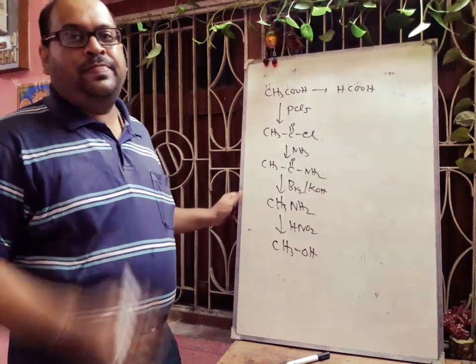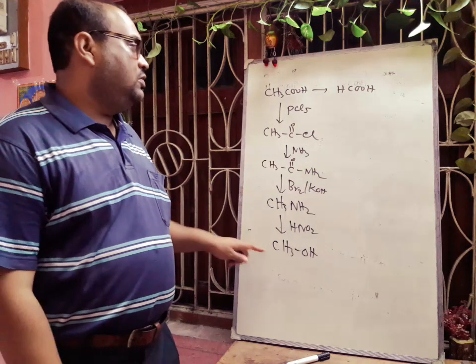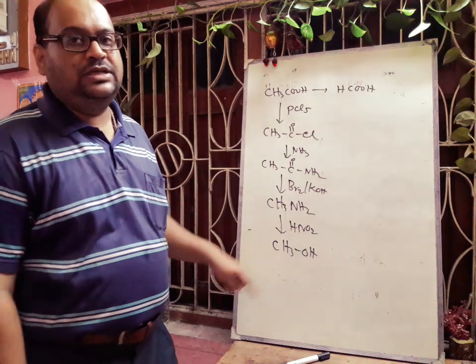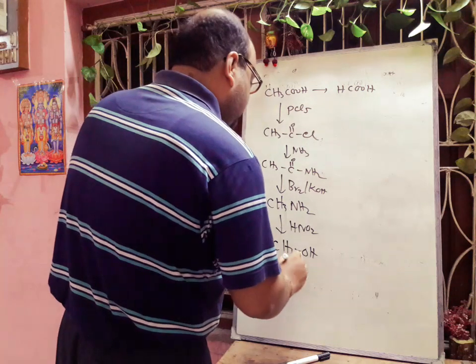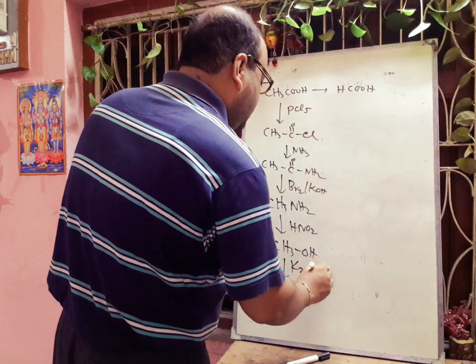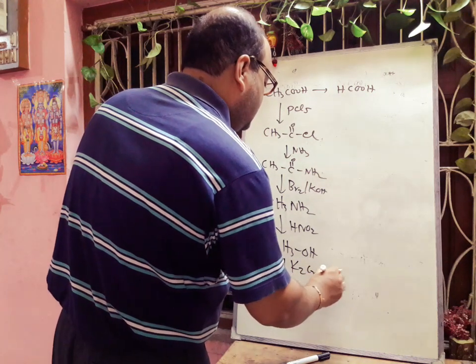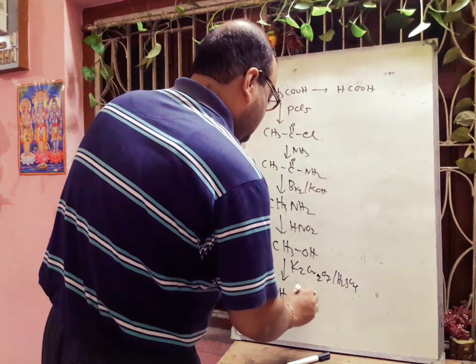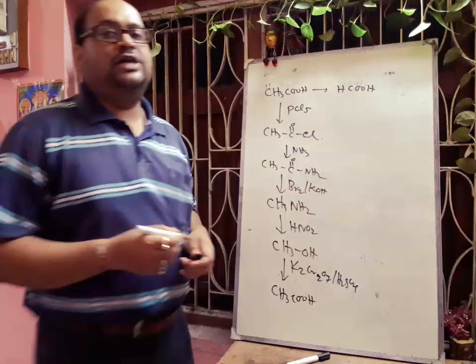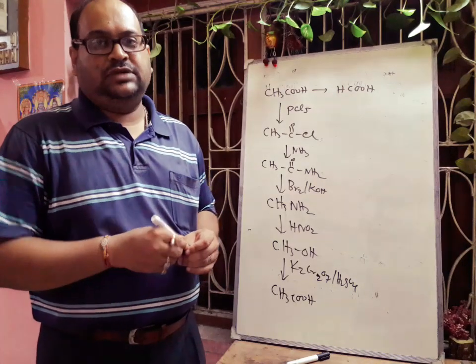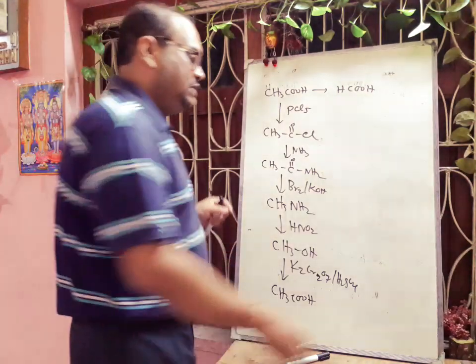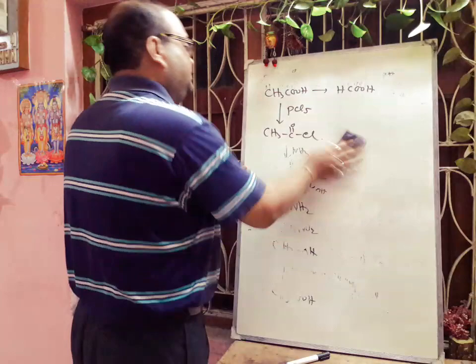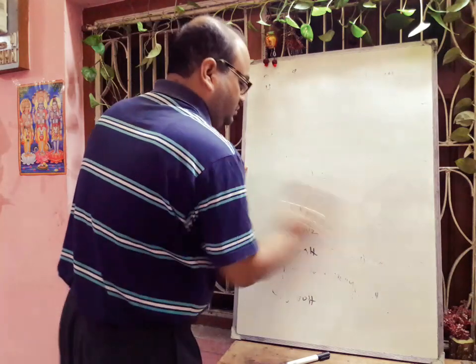Okay. In next step, what to do? We have to oxidize this alcohol by using potassium dichromate and H2SO4. We add K2Cr2O7 and H2SO4, that will form the acetic acid. So in this way we can do the step-down reaction. Understand? Next we will discuss another type of conversion or transformation.